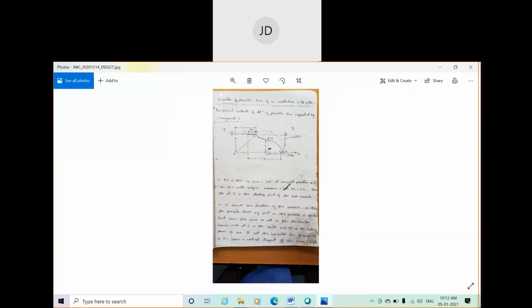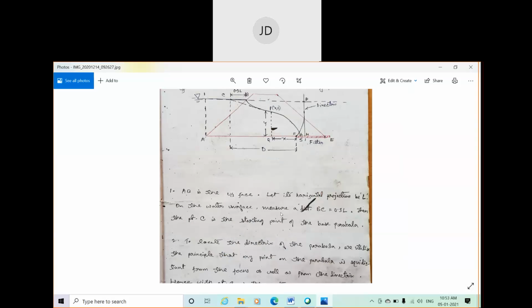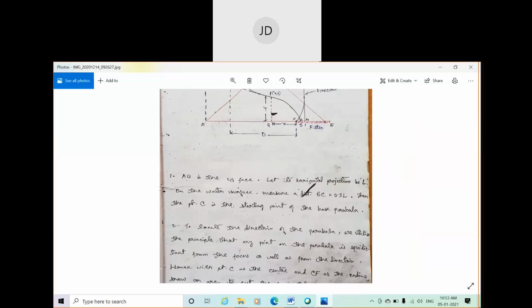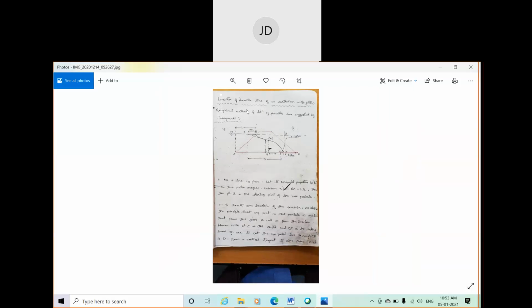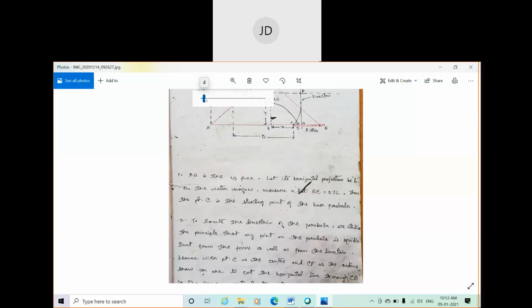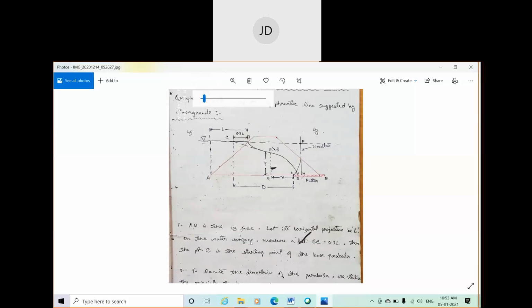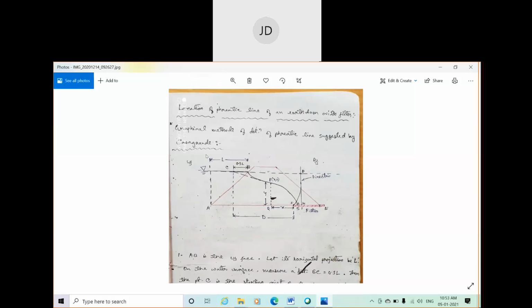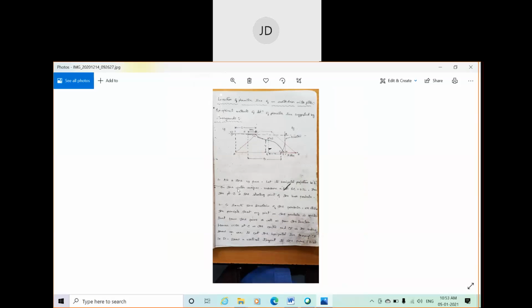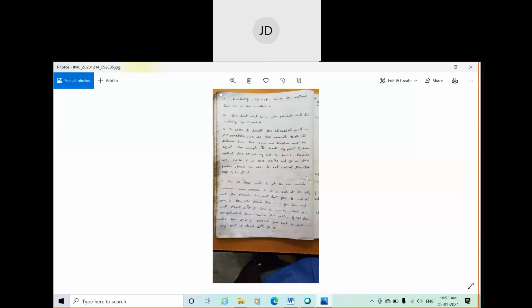I will share these notes. It's a very simple mathematical term. Some steps are given here, you just go through this: how to locate a phreatic line within an earth dam with a filter by a graphical method. This graphical method was proposed by Casagrande, which is also very important. Total 5 steps are there.